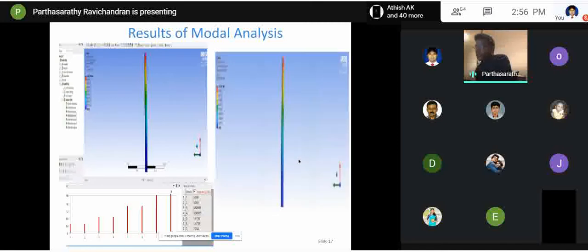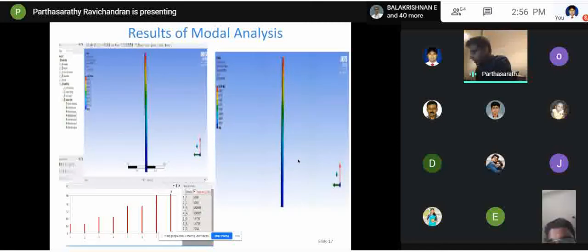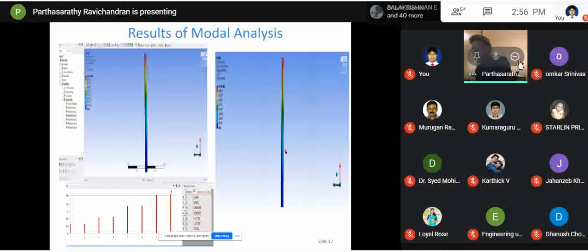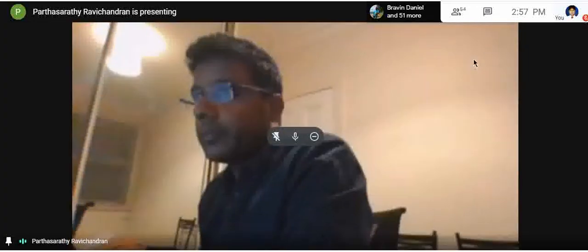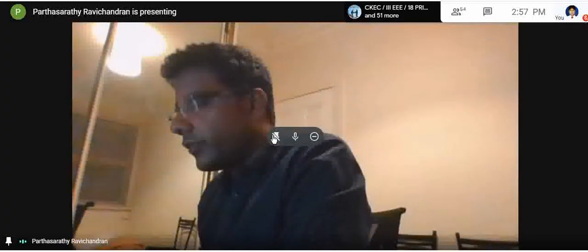So as I said, we see the modal results and see how the deflection is. The main thing is that the frequency at the different modes is an important consideration when we finalize the design.